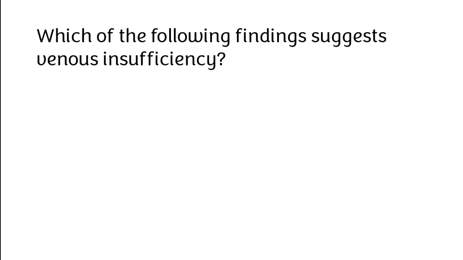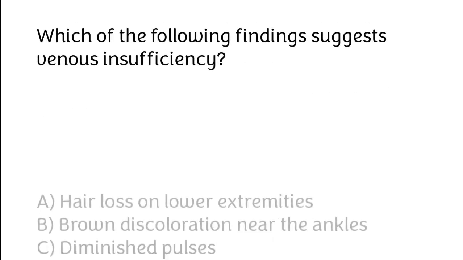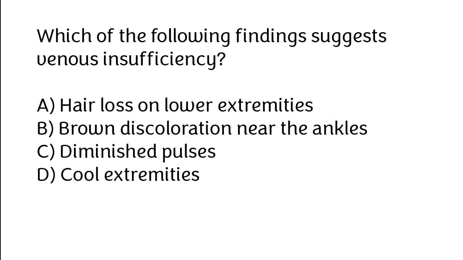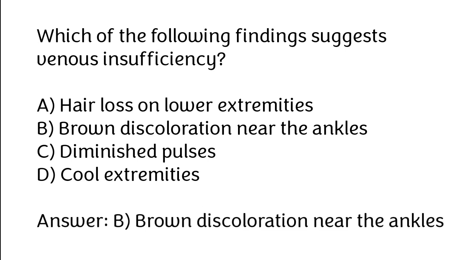Which of the following findings suggest venous insufficiency? Hair loss on lower extremities, brown discoloration near the ankles, diminished pulses, cool extremities. The correct answer is option B, brown discoloration near the ankles.